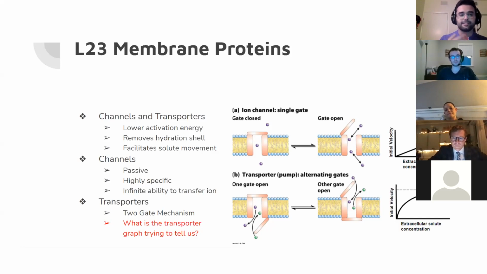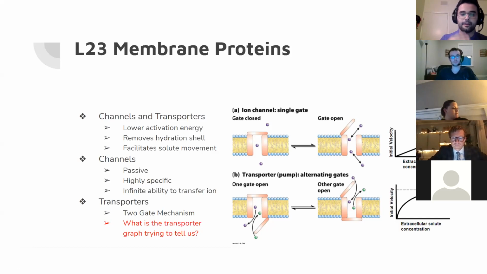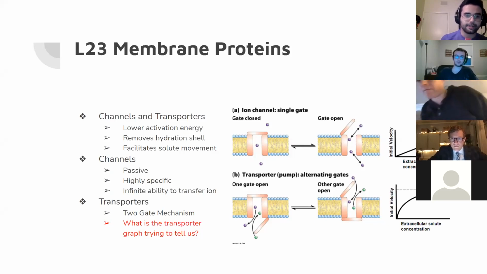For a transporter, it just takes a long time because we have these 2 alternating gates. And that's why the ion channel can have an infinite ability to transfer ions until it reaches equilibrium. For our transporter, individually we have a limit to how much we can do because we have 2 gates opening and closing alternately, and that takes a large amount of time that an ion channel doesn't have to deal with. Does that make sense?